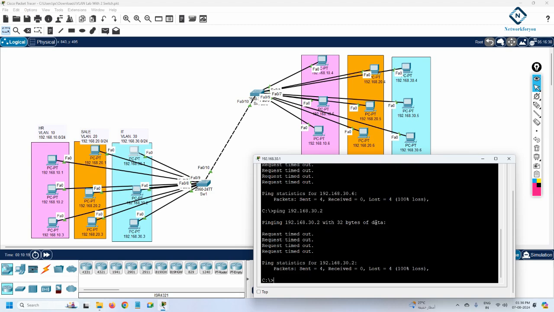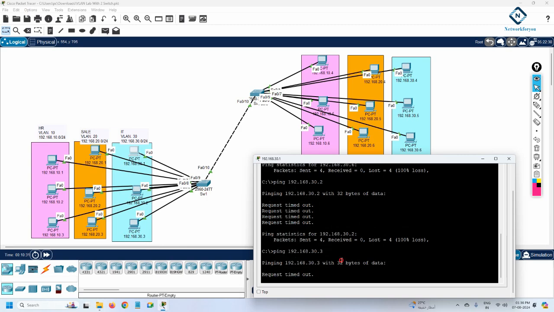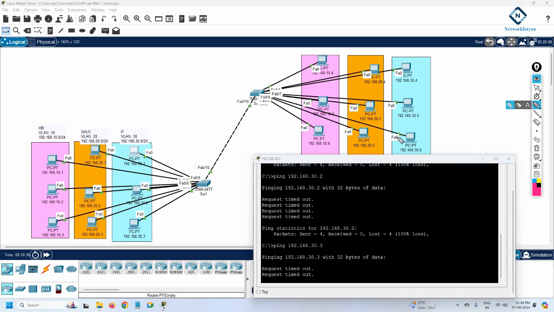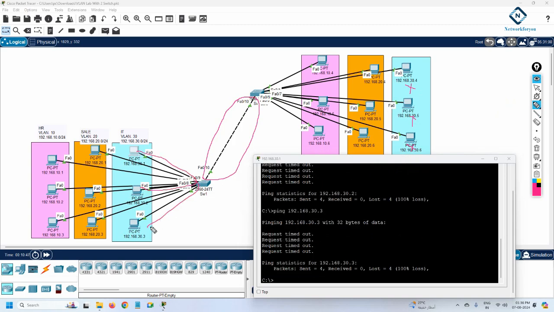So what we will do now, we will check the other computer also, 192.168.30.3. So I am pinging this one also, 192.168.30.3. But even though, if you see, it is not working. So something is wrong with this computer. It is not wrong with the trunk. If there is something wrong with the trunk, it will not work with these three computers, but it should work here only because they are directly connected here. So it should work. There is no issue with the trunk. So something is wrong with this computer only.